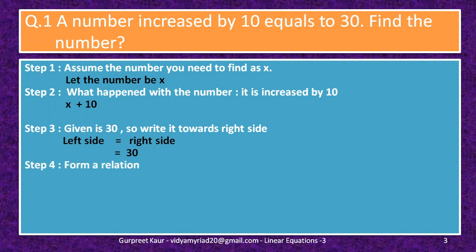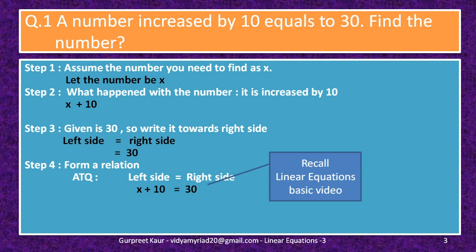Step number 4, you need to form a relation. That means, according to the question, your left side should be equal to right side. I know that my right side is 30, it is already given in step 3. That means, I need to decide what will come towards my left hand side. So, step number 2 is equal to step number 3, which means x plus 10 is equal to 30. Now, how to solve this?